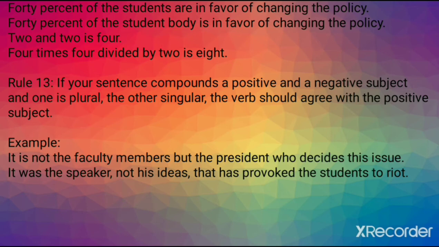Once again, it was the speaker, not his ideas. We are not speaking about the ideas here. We are speaking about the speaker. So what the rule says here, if a sentence has both positive and negative subject, even though one is singular or plural, we have to agree the verb with the positive subject. Here the positive subject is the speaker. It is not his ideas. Got it? So the singular verb has is used in this sentence.